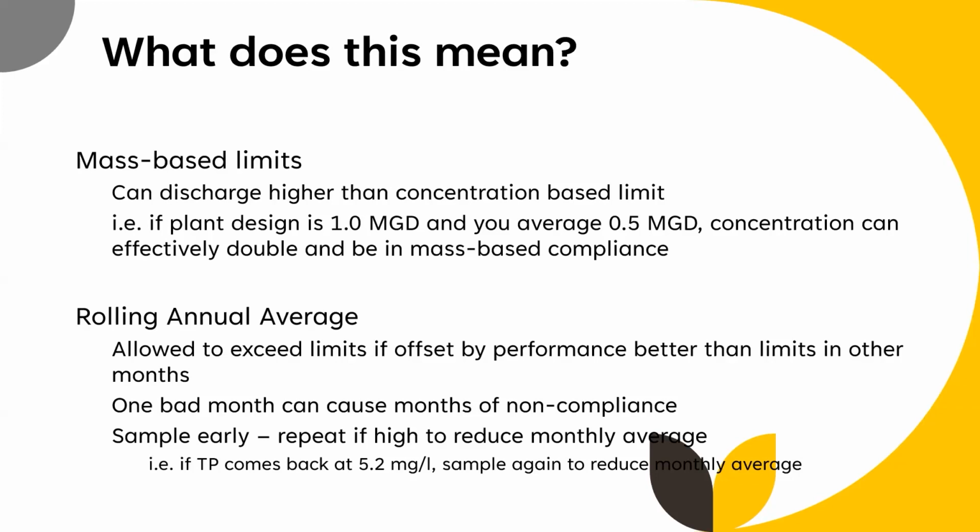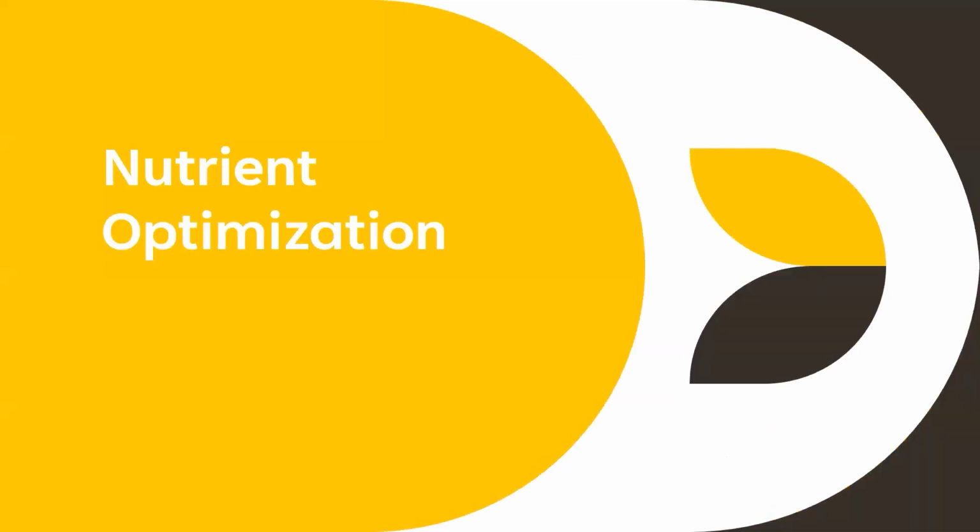But also, you can calculate that monthly rolling average in your own facility, and you are very likely to see that one single month could have caused multiple months of compliance problems.